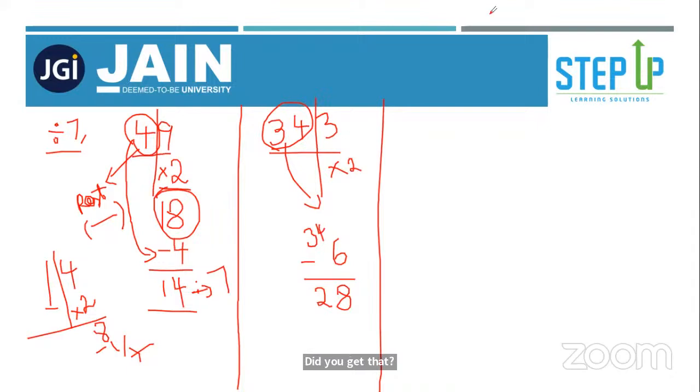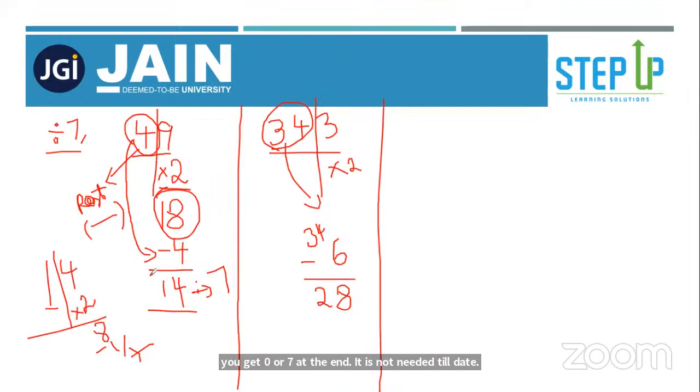343: 34 minus 6 is going to be 28. The 28 is divisible by 7. Then 343 is also divisible by 7. It is not needed till the end. Either you get 0 or 7 at the end, but you can stop in between.